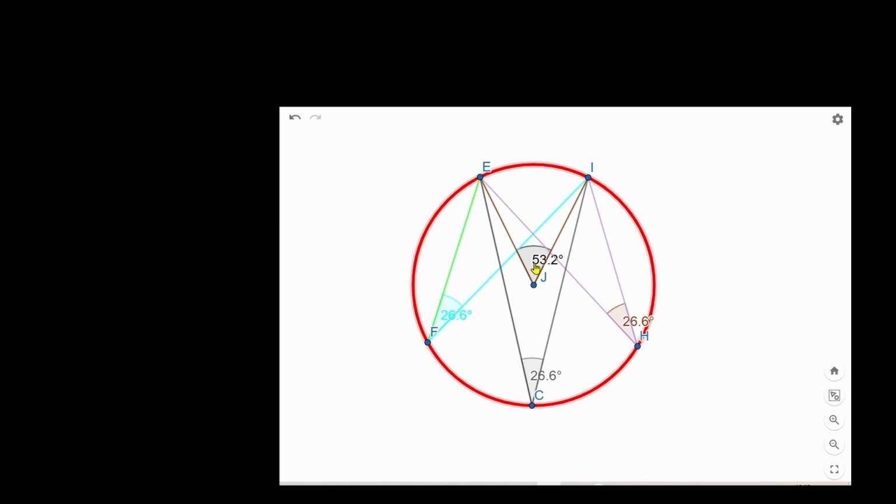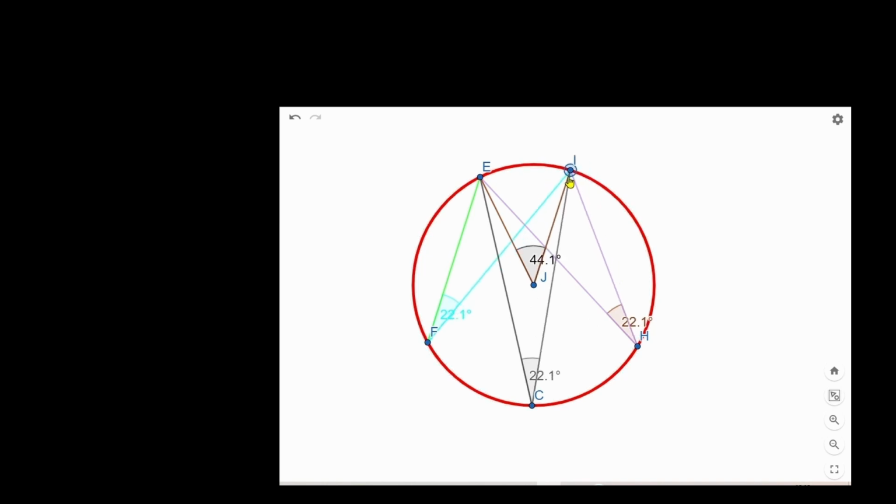In this figure, angle J is a central angle, and it has the same common arc as these three inscribed angles. The central angle is now 53.2 degrees, and the three inscribed angles, namely angles F, C, and H, are all equal and each one is half of the central angle J. The amount of each of the three inscribed angles is 26.6 degrees, and the central angle is twice that value, which is 53.2 degrees.